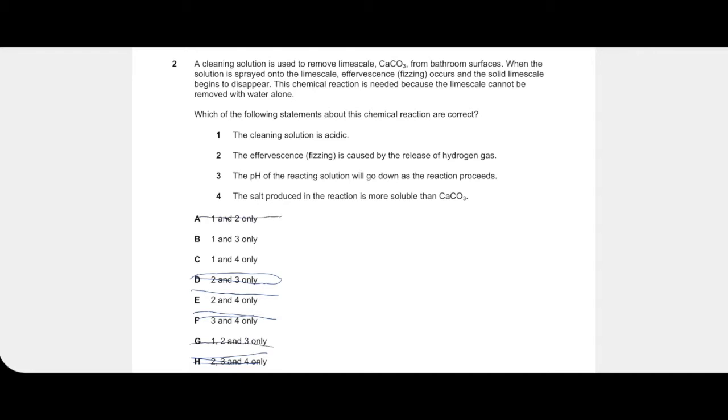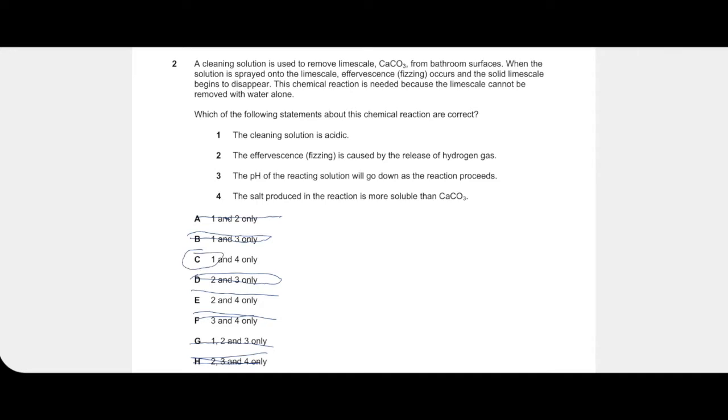Moving on to statement number 3. The pH of the reacting solution will go down as the reaction proceeds. That is incorrect because the reacting solution is acidic. Acidic things have a low pH, so below 7. And as that reacts with the salt, the pH will actually increase. So 3 is incorrect, and that leaves us with option C as our answer.